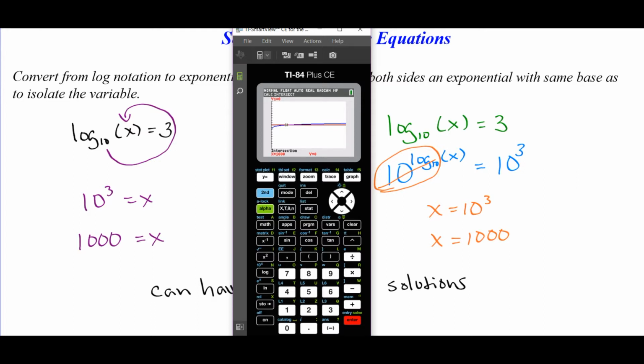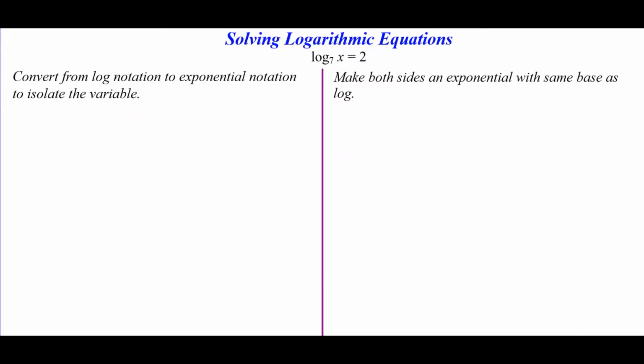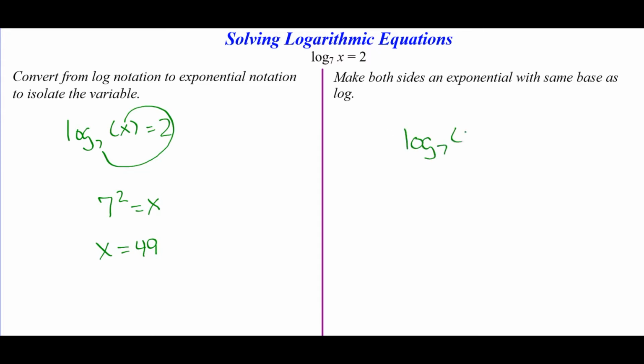Here's an additional example. So we're going to go log base 7 of x equals 2, converting notation, 7 squared equals x, so x equals 49. When I plug 49 in for x, my argument's going to be positive, so I feel like that's a viable solution. So over here again, we're going to do log base 7 of x equals 2.